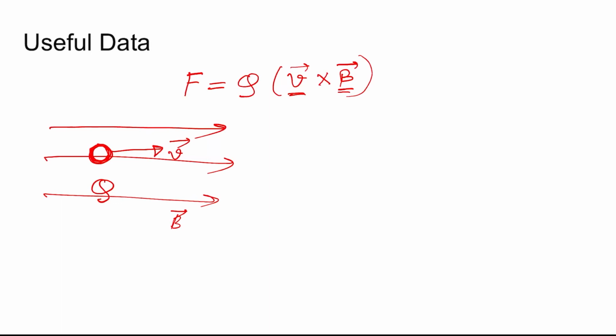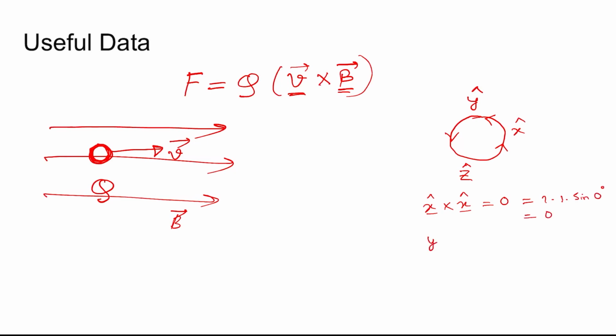Now to understand some basic concepts regarding cross product, remember this diagram: x hat, y hat, z hat, and remember the direction of arrows. X hat cross x hat should be 0 because x hat means magnitude is 1, x hat means magnitude is 1, and the sine of the angle between them is 0 degrees, so it is 0. Likewise y cross y equal to 0 and z cross z equal to 0.